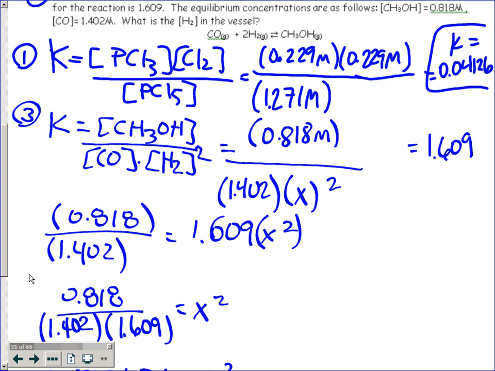Okay, so setting this up, plugging in the 0.8 for the methanol, and the 1.42 for the carbon monoxide. It asked us to solve for H2, so we don't have anything to plug in there, so we put X. Okay, don't forget that is squared.